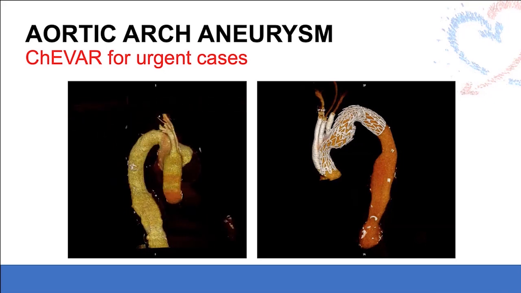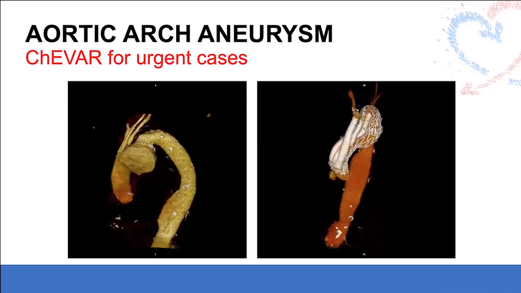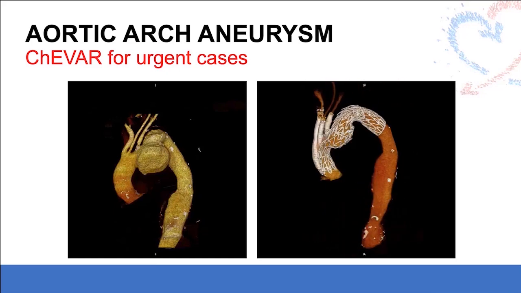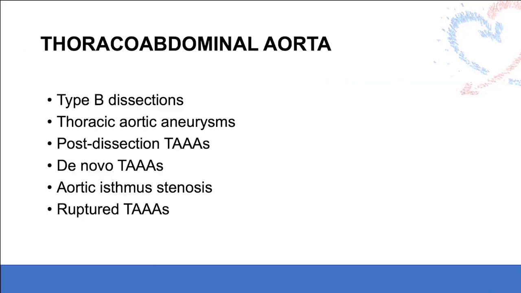This is the video before and after the reconstruction, with a very nice result of total endovascular repair. Regarding the thoracoabdominal aorta, we are covering type B dissections, thoracic aortic aneurysm, post-dissection TAAAs, de novo thoracoabdominal aortic aneurysms. We have worked a lot with the cardiac surgeons for aortic isthmus stenosis, and we have done ruptured TAAAs.